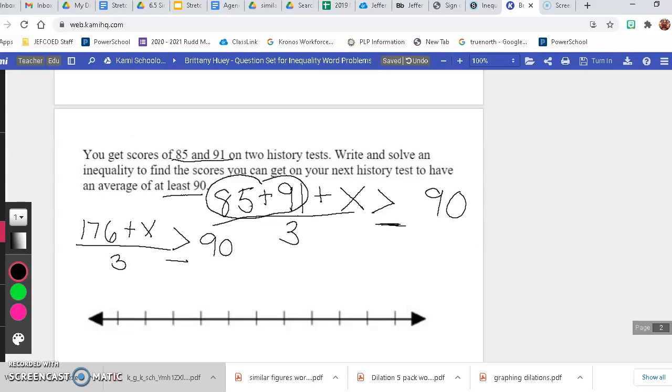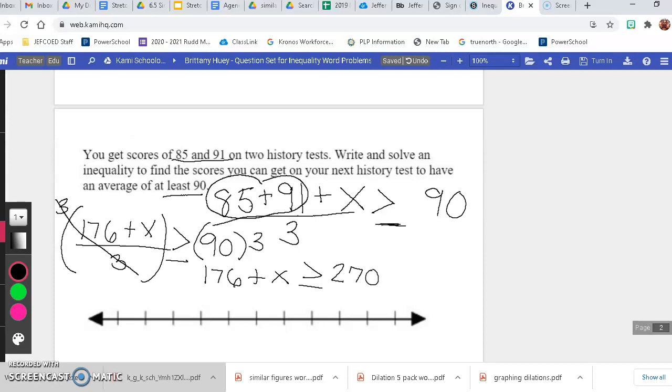Now to solve these type problems, if we don't like dealing with fractions, here's the deal. This is like saying divided by 3. So let's do its opposite, multiply by 3, so that we don't have to deal with that anymore. So when I do that, this is going to cancel out my fraction, leaving me with 176 plus x is greater than or equal to, and 90 times 3 is 270.